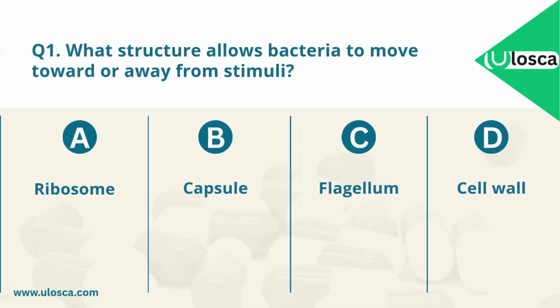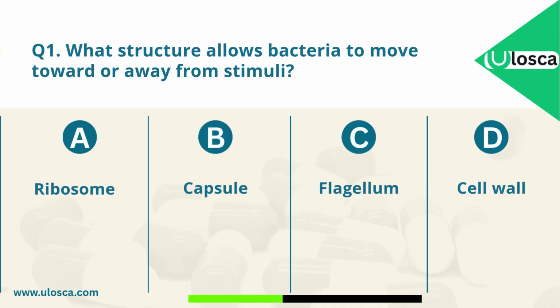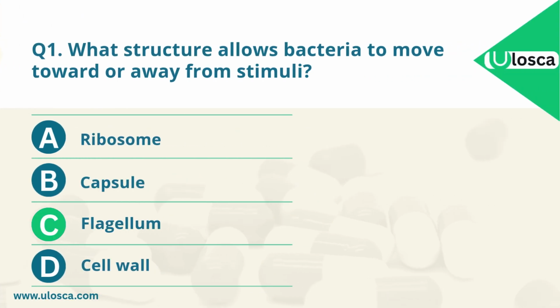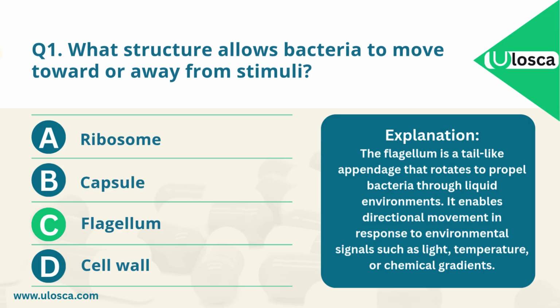Question 1. What structure allows bacteria to move toward or away from stimuli? A. Ribosome. B. Capsule. C. Flagellum. D. Cell wall. Which one is the correct answer? The correct answer is C. Flagellum. Explanation. The flagellum is a tail-like appendage that rotates to propel bacteria through liquid environments. It enables directional movement in response to environmental signals such as light, temperature, or chemical gradients.